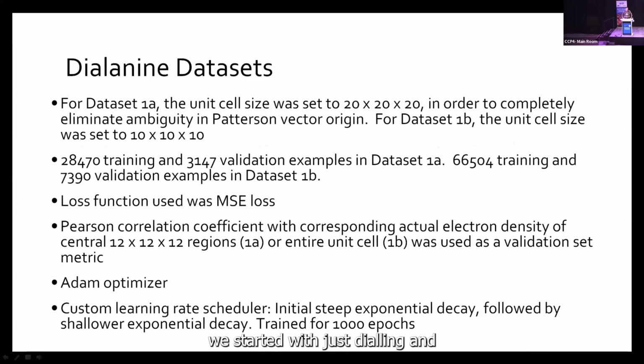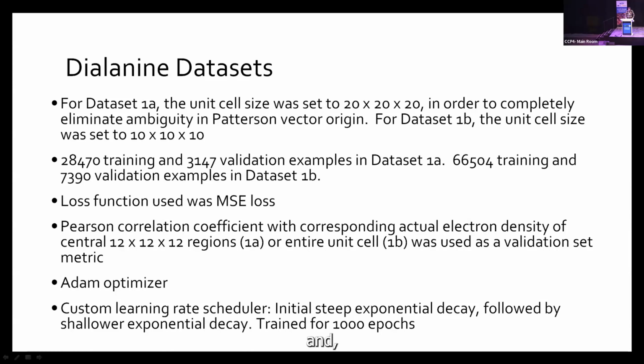Initially we started with just dialanine, and we just used the standard mean square error as the loss function, and we monitored the Pearson correlation as we went along. Hurwitz used an enlarged cell where the atoms were only in the center portion of the cell. We did that initially using a 20 by 20 by 20 cell, and then after that worked, we were able to go to a tighter cell.